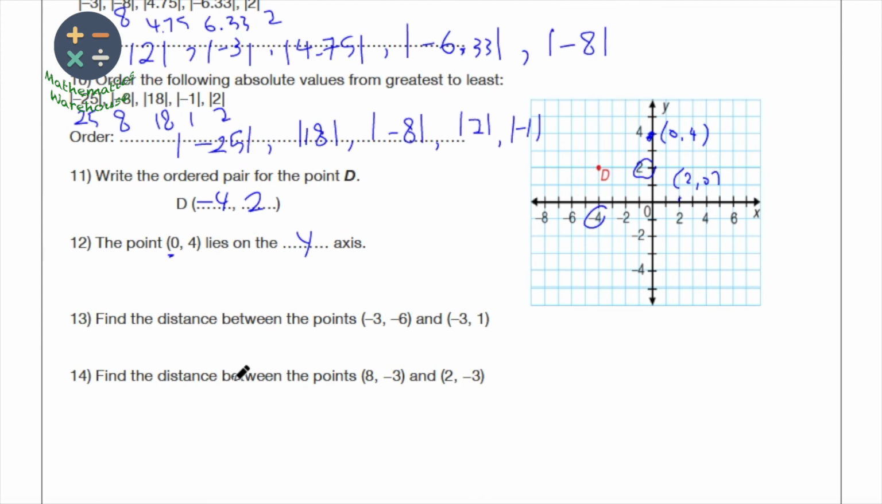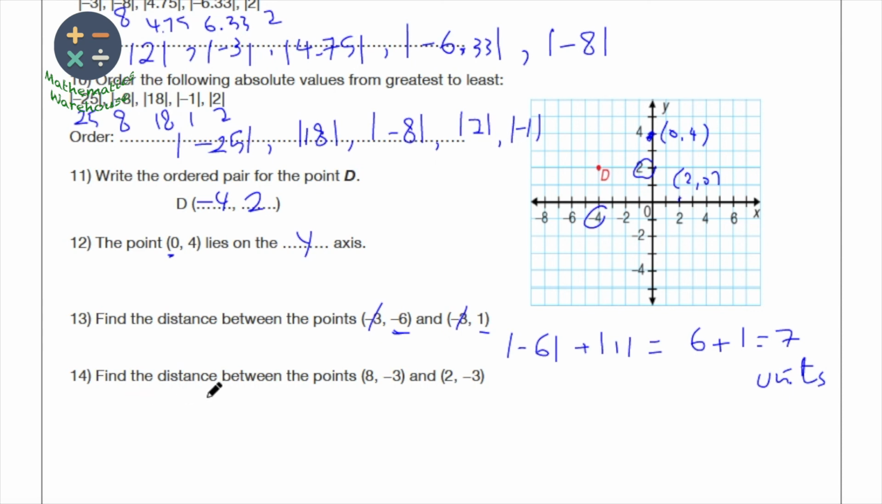Question 13. Find the distance between the points negative 3 and negative 6, and negative 3 and 1. As you can notice here, the x component is the same. So we have negative 6 and 1. Negative 6 and 1 are different signs. So we have to add their absolute values, which is the absolute value of negative 6 plus the absolute value of 1 equals 6 plus 1 equals 7 units. This is the answer.